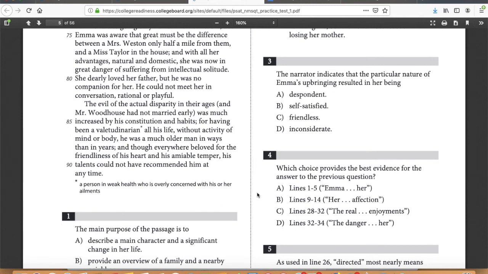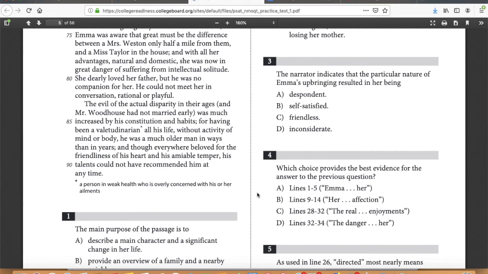All right. And though everywhere beloved for the friendliness of his heart and his amiable temper, his talents could not have recommended him at any time. Ooh, his amiable temper. What does amiable mean? Look it up. Amiable definition. Having or displaying a friendly and pleasant manner.